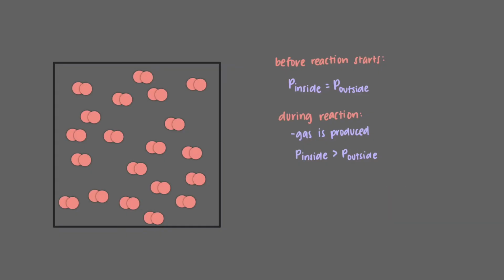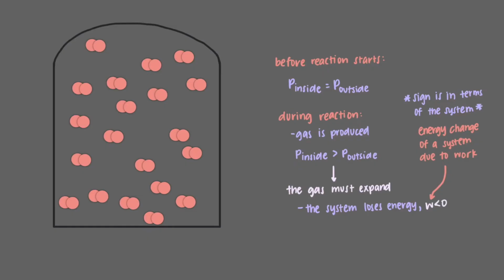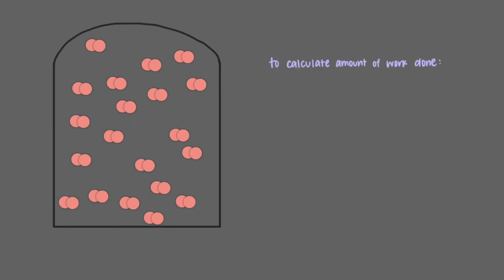Since more gas is being produced in the reaction, the gas must expand as the reaction takes place, but this costs energy, so the system is losing energy, or W is less than zero. W is the energy change of the system due to work. We always denote the sign of the transfer of energy in terms of the system, so if the system is losing energy, the sign will be negative. To calculate the amount of work done by the gas expanding, we use this equation.